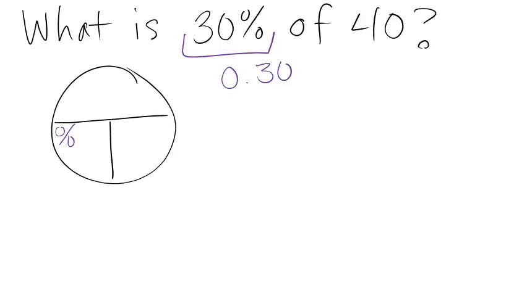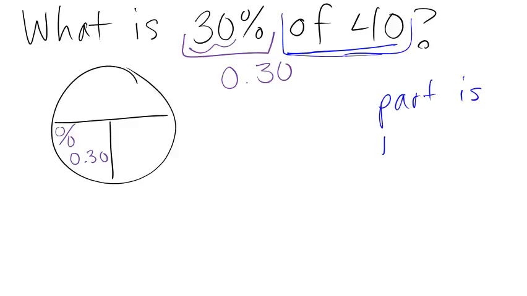So that will be 0.30. Move it to the left 2 places. So I'll put 0.30 in the bottom left. Then I need to figure out what the 40 is. I see the word "of" next to the 40. Remember, part is whole of. So that means the 40 is the whole, and that's going to go in the bottom.